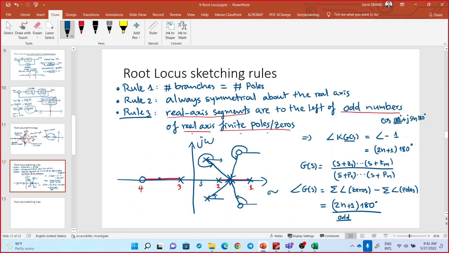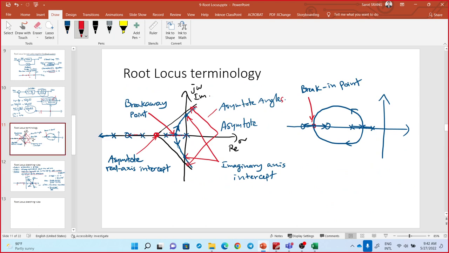But anyway, you just need to remember how to sketch following rule number 3. It's very easy. Just count like what I show here. On the real axis, all the poles and zeros you count together: 1, 2, 3, 4, 5 like this. And on the left side of the odd numbers, like 1, like 3, like 5, you get a real axis segment. If I count poles and zeros together here, I have number 1, 2, 3, 4, 5. And you can see on the left hand side of number 1, you have root locus real axis segment, and on the left of number 3, and on the left hand side of number 5.